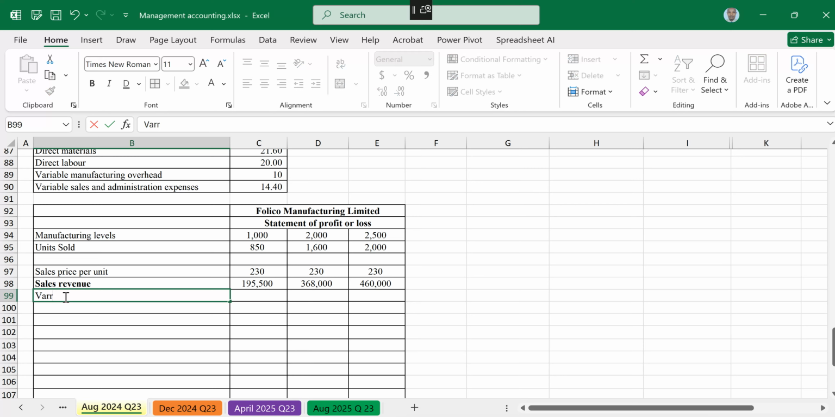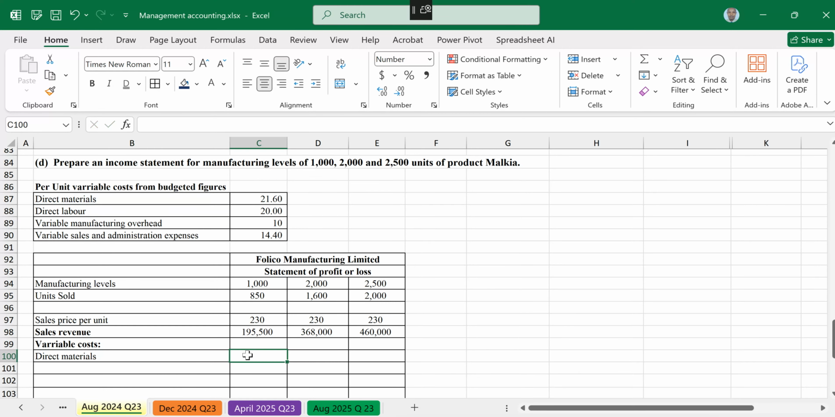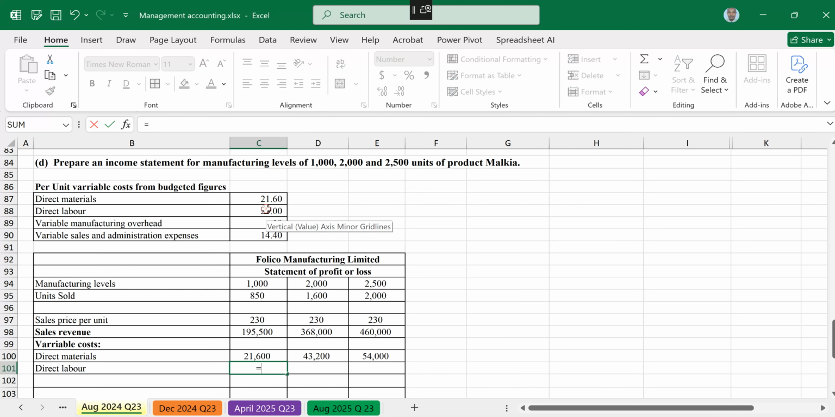Then give us the variable costs. Let us put together the total variable cost. Start with the direct material. Direct material will be what we have up here, lock it, times the manufacturing level of 1000, then drag across. That is the direct material. Then the second part will be direct labor. Direct labor will be 20, lock the 20, times the manufacturing level of 1000, then drag across.